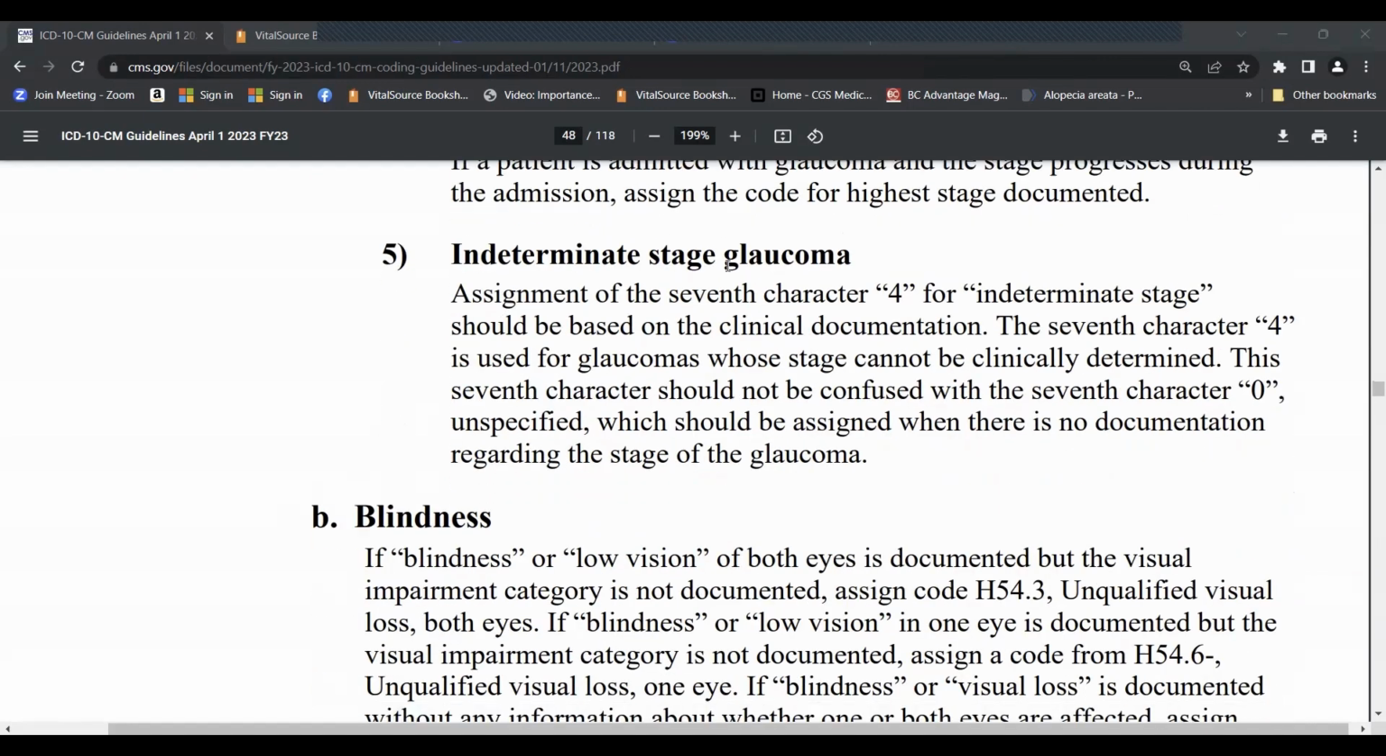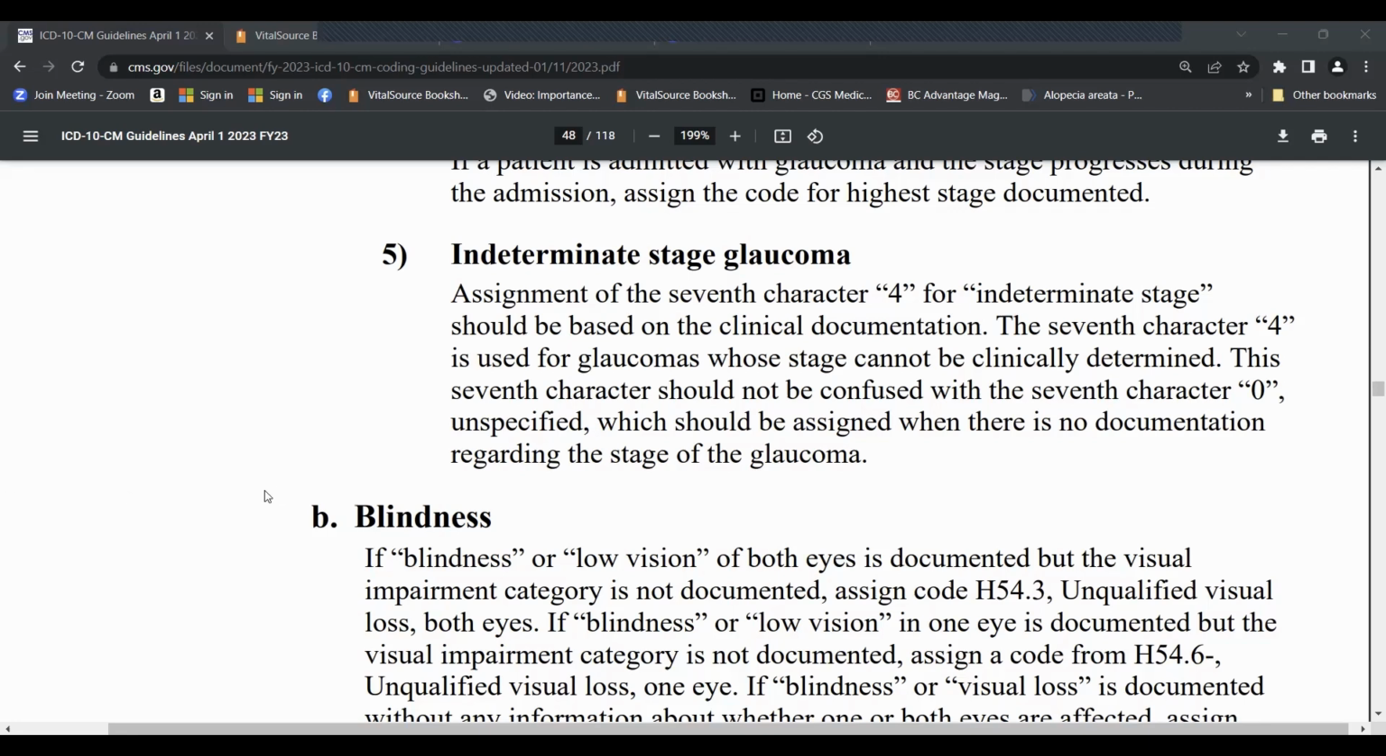Number 5, indeterminate stage. Assignment of the 7th character 4 for indeterminate stage should be based on the clinical documentation. The 7th character 4 is used for glaucomas whose stage cannot be clinically determined. This 7th character should not be confused with the 7th character 0, unspecified, which should be assigned when there is no documentation regarding the stage of the glaucoma. So indeterminate comes from the documentation where our physician says, I can't determine it clinically. But the unspecified means he just didn't tell you that information or you just don't have it.